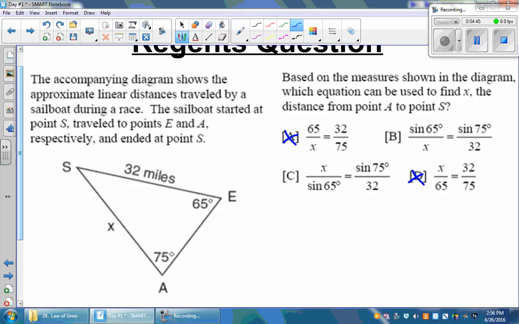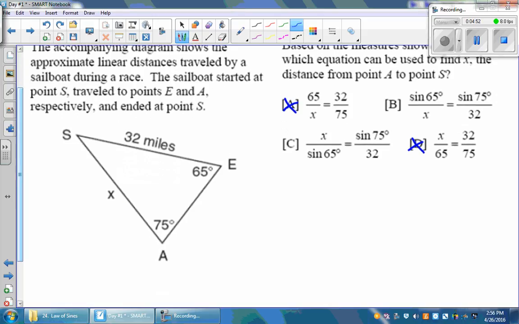I can't just set up proportions and cross multiply. It doesn't work that way. If I take a good look at the information I was given, I notice that I do have an angle and a side across from it, and same thing here, I have an angle and a side across from it. My thought is I have enough information to use the law of sines.